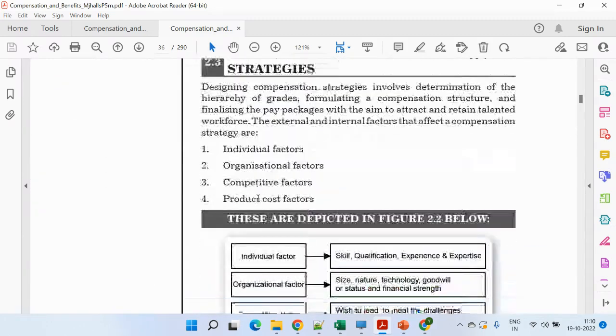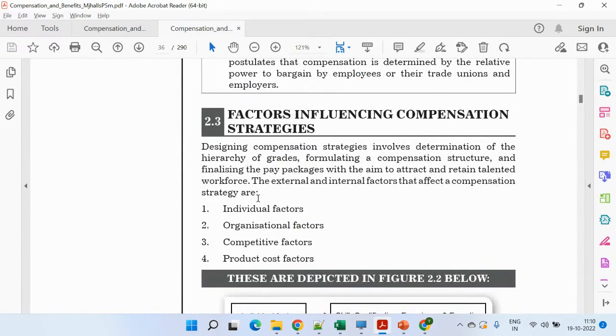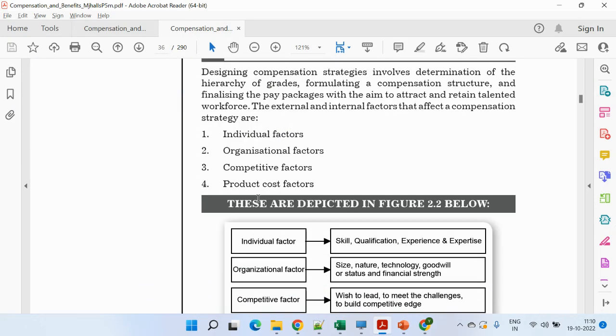Page number 30. Firstly, we discussed that these are the four factors. After that, you can formulate it in the form of a table, because a table is very easy to prepare in a Word document.